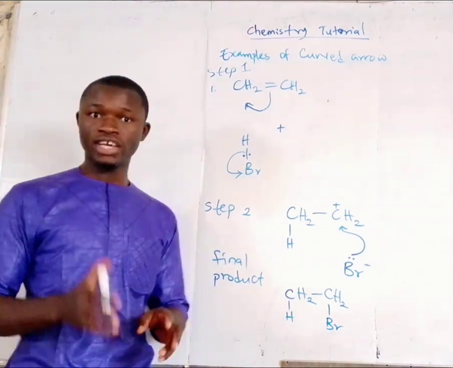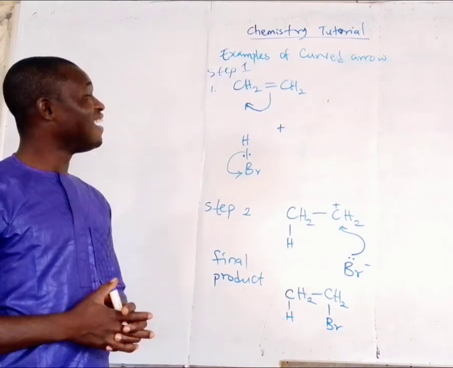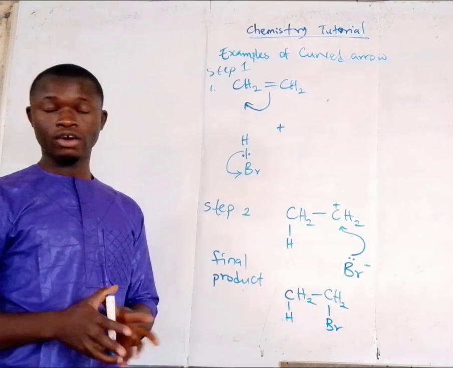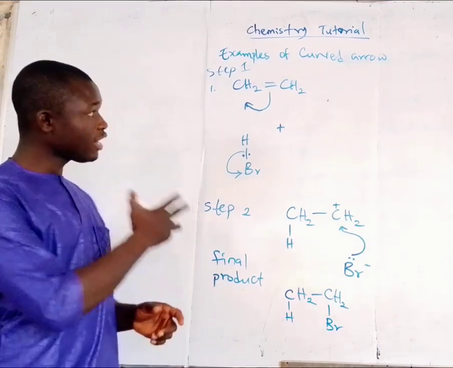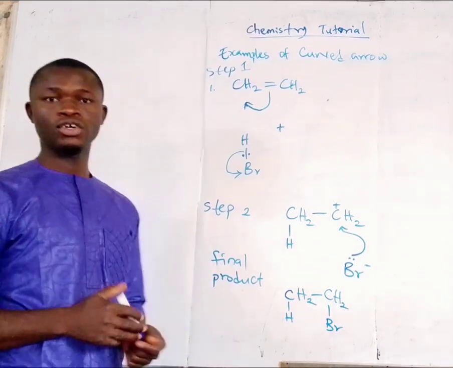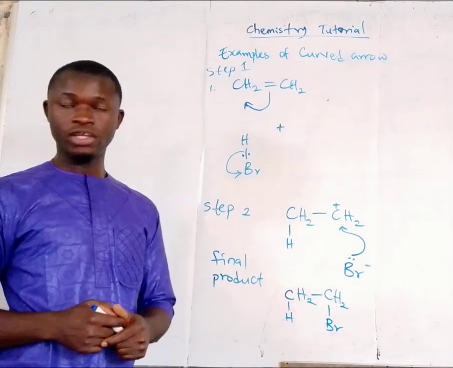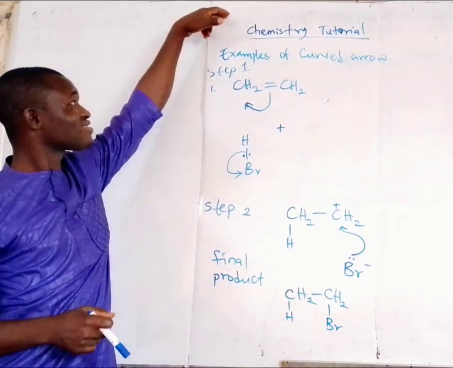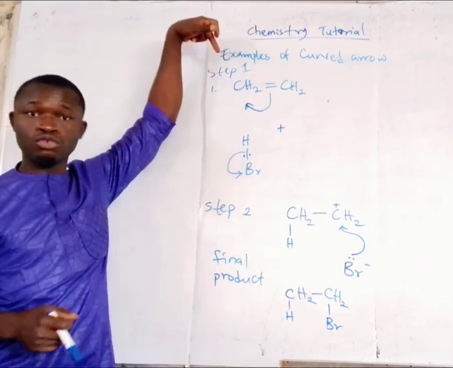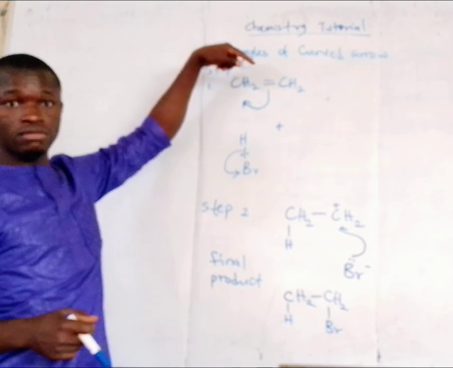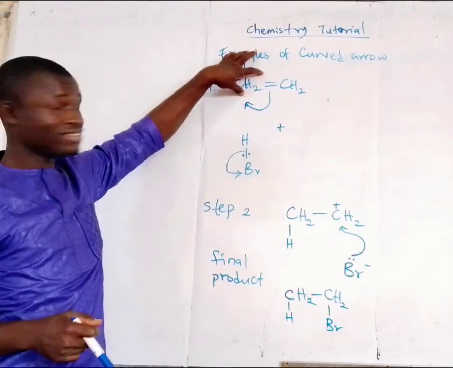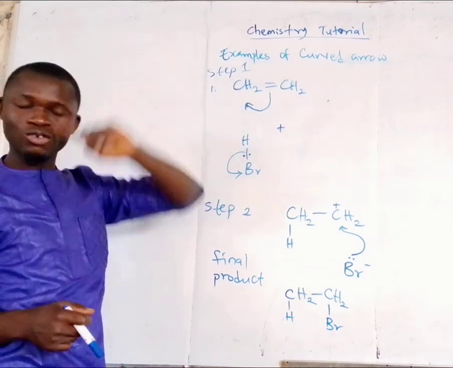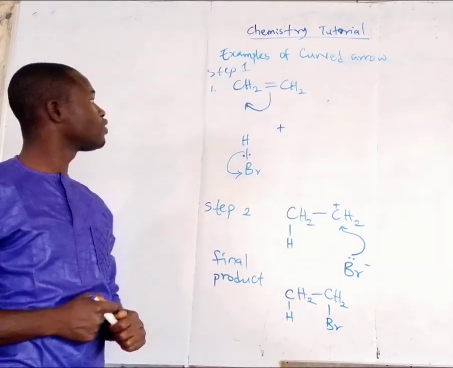So let's continue with the examples of our first tutorial, when we started with curved arrows. Remember I told you we are going to continue with the examples, and here we are with the examples on the board. Follow me, I will explain vividly for you to understand. Examples of curved arrows. We shall be looking at example number 1, a reaction between ethene and hydrogen bromide. So let's look at how the curved arrow goes in this reaction.